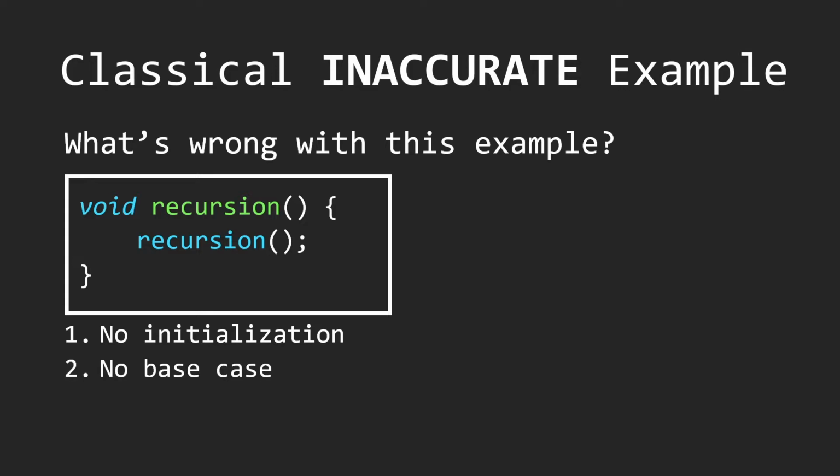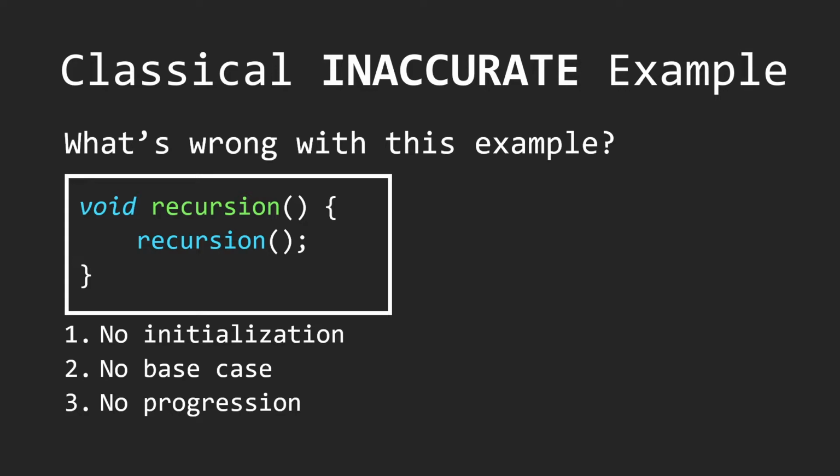And number two is there's no base case. So when does this recursion stop? It's just going to continuously call itself forever and ever. And then number three, there's no progression. So how does it get towards that base case, if it exists, if there's no progression? Okay, so those are the three things that are wrong with this.